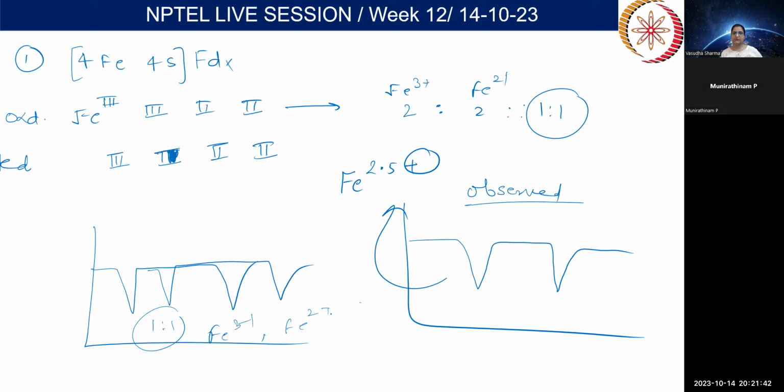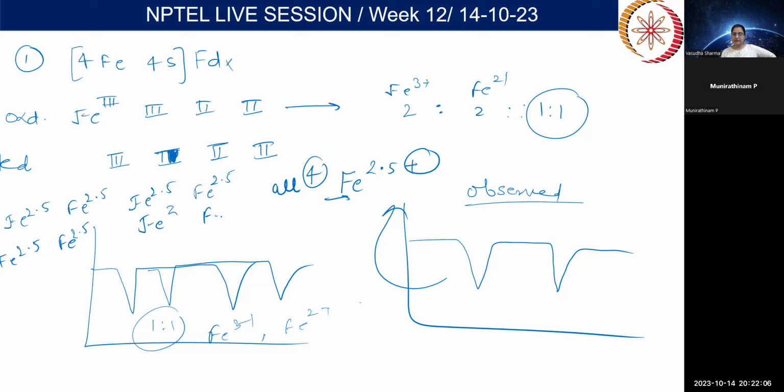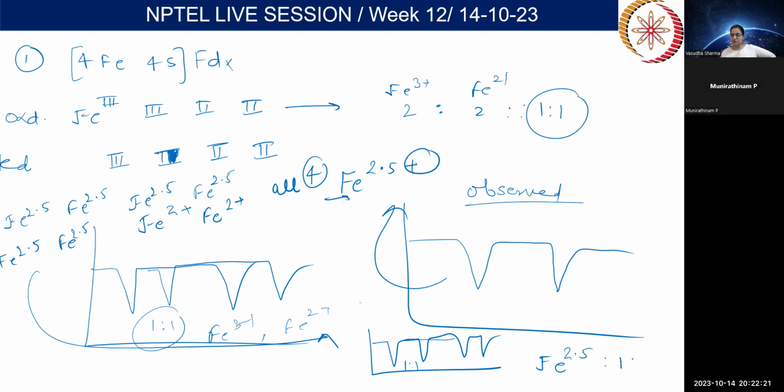Okay, ma'am, clear. So this is iron 2.5, and all 4 irons are at iron 2.5. When the reduction happens, the reduced state would have 2.5, it's fine, and the other two will become iron plus 2, iron plus 2. So now this will give you a spectrum with 4 peaks, 1:1 in intensity, with a ratio of iron 2.5 to iron plus 2.